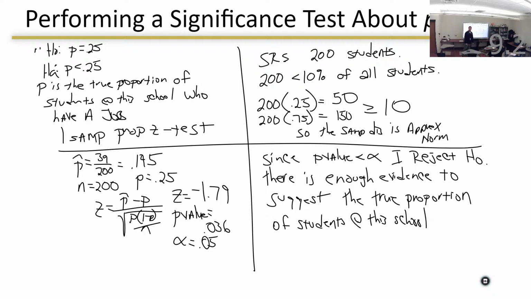I don't want to talk about all students. Why? Because my sample only came from one school. Okay? At this school, the true proportion of students at this school who work, I'll keep that short, is less than 0.25. Don't say it's equal to 0.195. We didn't prove that. We just proved it was less than 0.25.